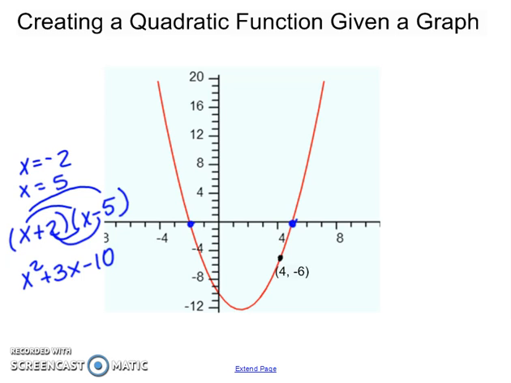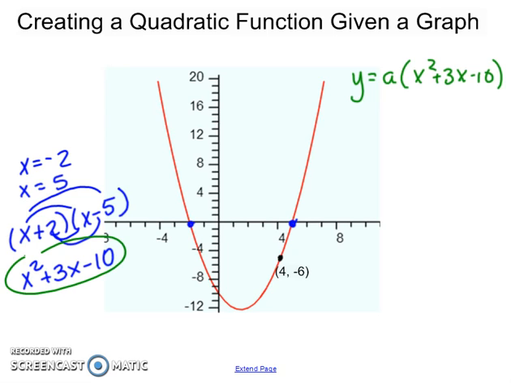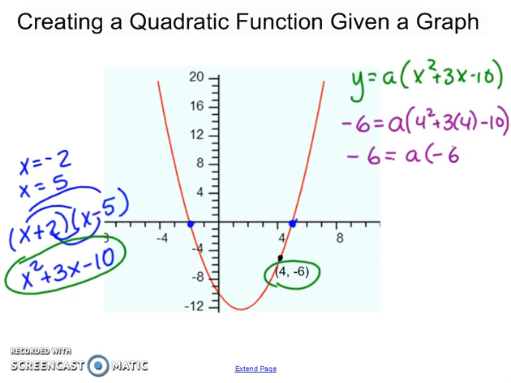So what we're going to do is we're going to set this up and we're going to say y equals a times x squared plus 3x minus 10. Okay, so a is our leading coefficient. We're trying to find what that is. So we're setting the function equal to a times whatever we had over here. So now I know a point. I know this point for negative 6. So I'm going to plug that in for x and for y. So I'm going to say negative 6 equals a times, and now I have 4 squared plus 3 times 4 minus 10. So I end up with negative 6 equals a times negative 6.